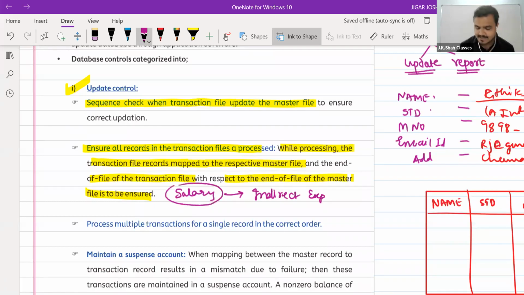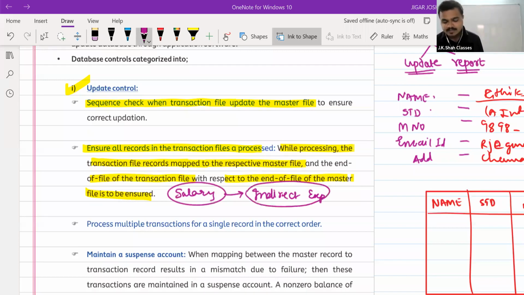So recording salary is what? Sir, a transaction. But which record immediately got up to date? Sir, the master record of indirect expenses got up to date. Understood? So the clear indication is what? According to the transaction, the master gets affected. According to the master, the transaction gets affected. Ensure that both records are up to date in a perfect manner.